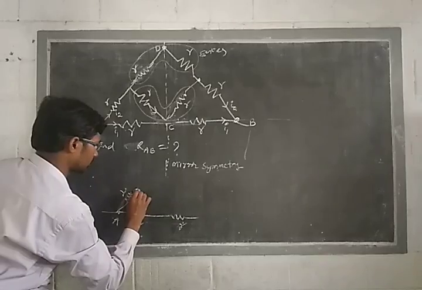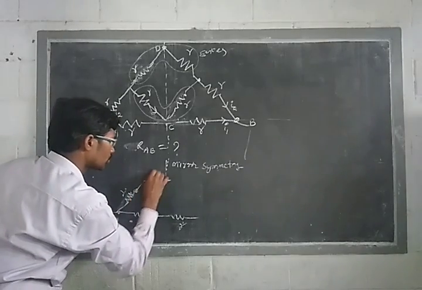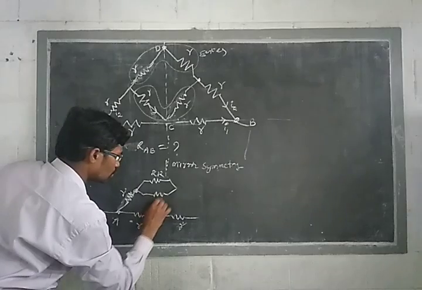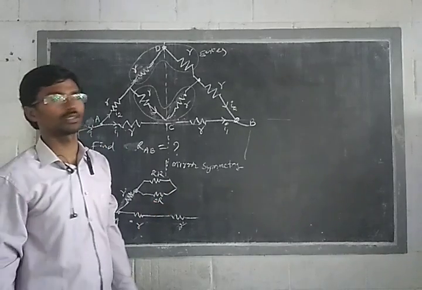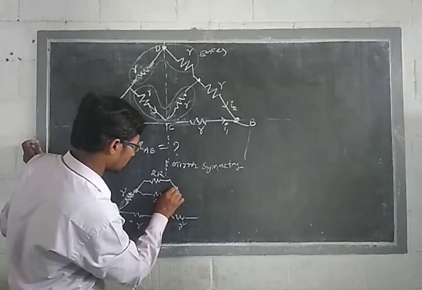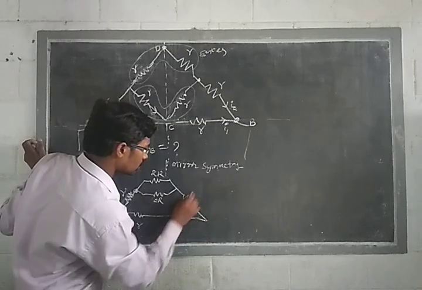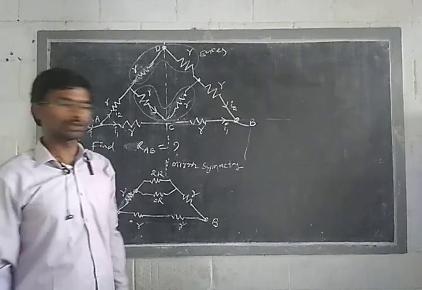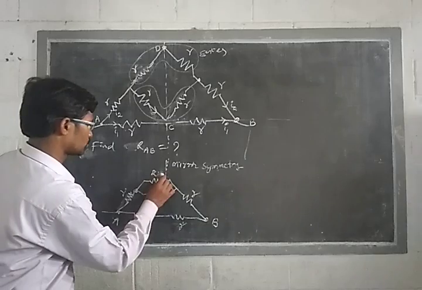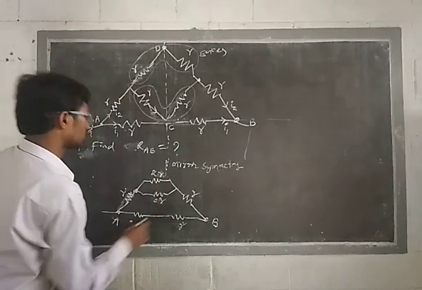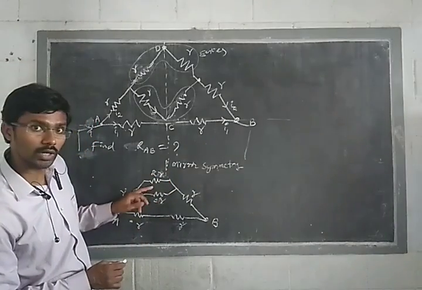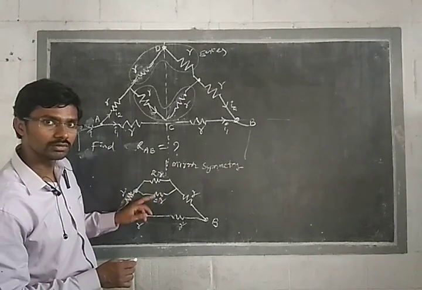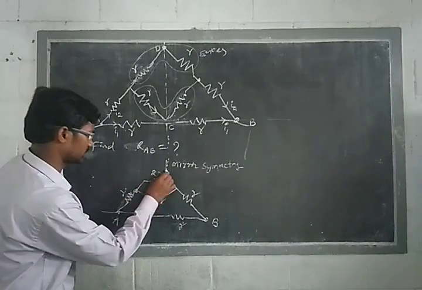Let me draw here: 2R, 2R and 2R. Next, from this one, what we have? R. This is D. Now students, look at this one, too small R. These two resistors 2R and 2R are in which combination? Parallel combination.